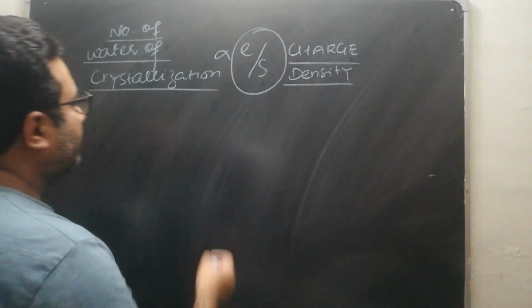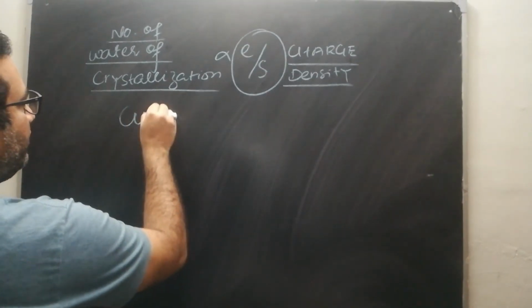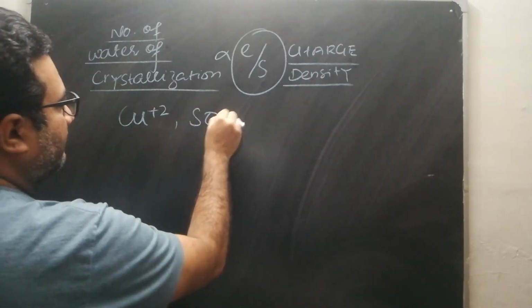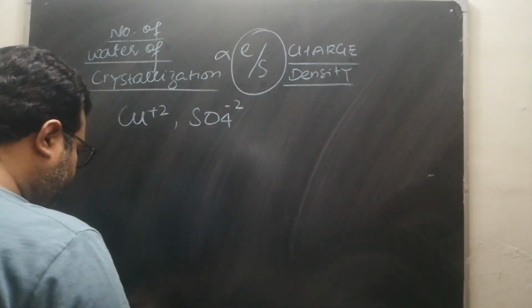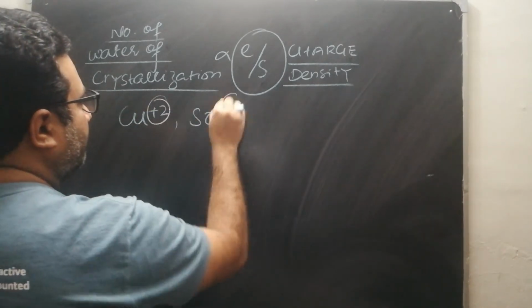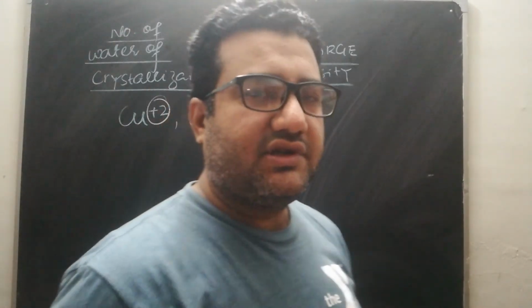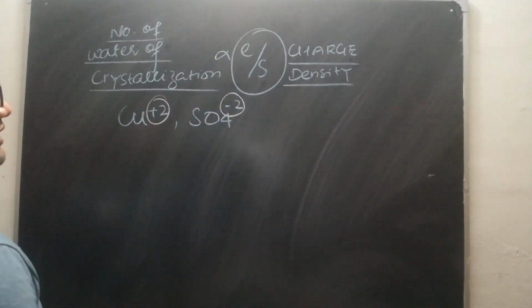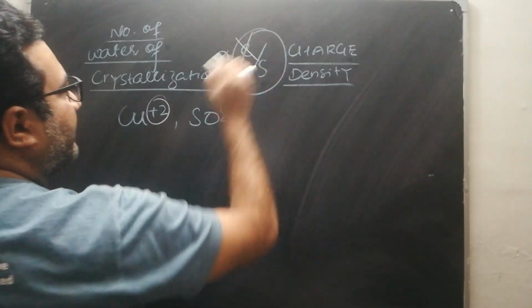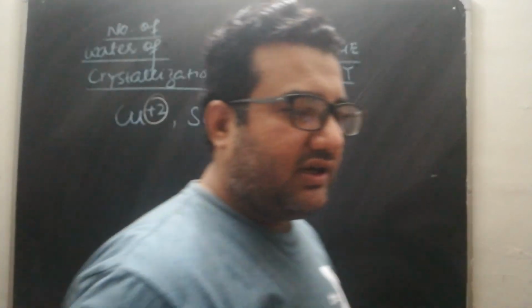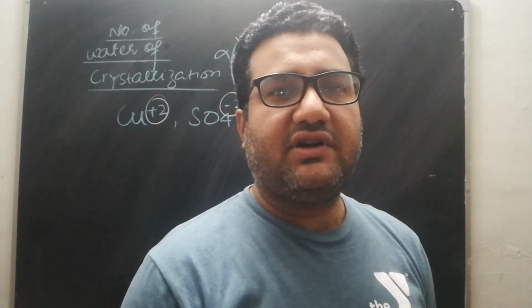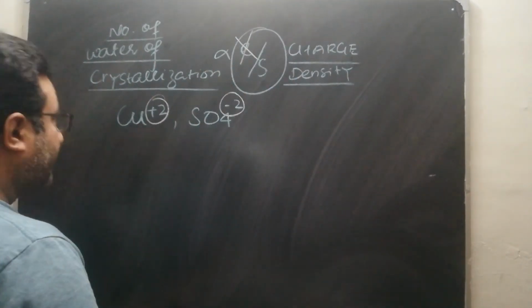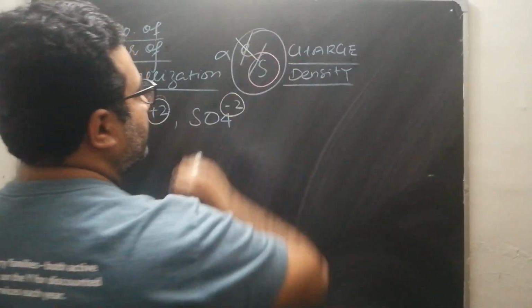Let us see what's about copper ion and sulfate ion. Now the charge in both cases is the same. Magnitude is the same, sign is opposite, but we are just talking about the magnitude. It means charge is not the primary factor responsible for the different number of water of crystallization attached to the copper and sulfate ions. What will be the key factor then? That is the size of the ion.